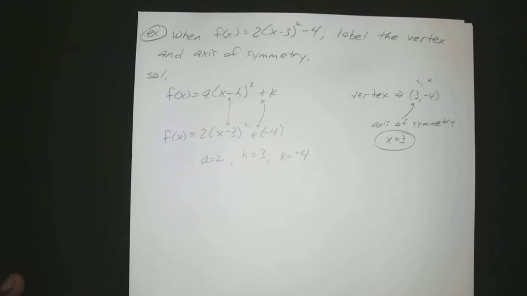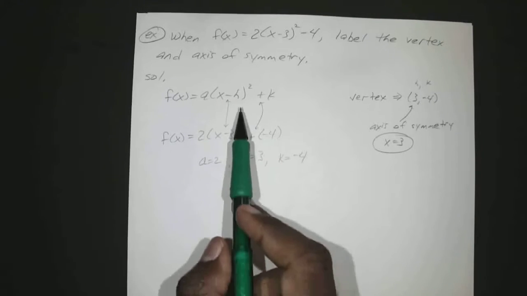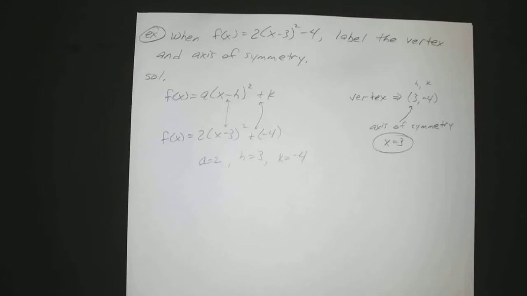All right. So any questions on that one? Usually when it's in that form, it's a lot easier to find the vertex, because all you have to do is identify your h and k. As long as you make sure your signs match, it pretty much jumps right out. All right. So any questions on this one?